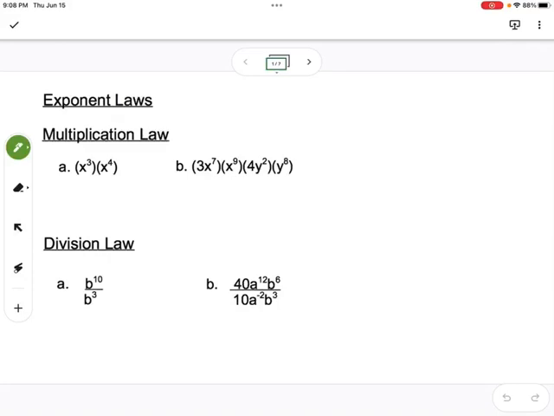Review today, we're going to be looking at our exponential functions unit. And first we're starting off with exponent laws. With our exponent laws, the thing we need to remember is that we need to have the same base in order to use these laws.